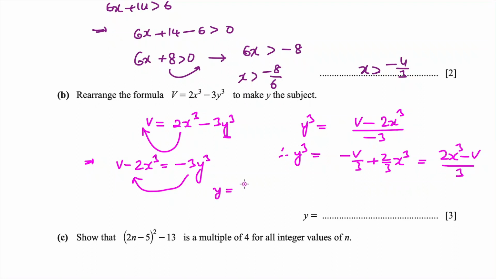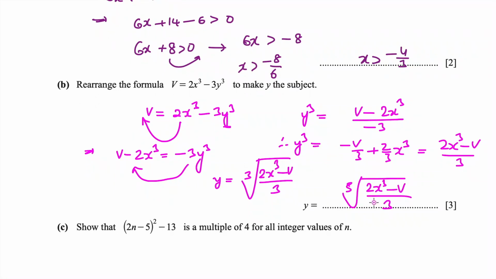So y would be equal to cube root of 2x cube minus v divided by 3, and that is the final answer. Since it is an odd root, we need not take plus or minus. If it was like y power 4, then we should take a plus or minus. Otherwise, for odd roots 3, 5, 7, we need not take anything. So the correct answer is cube root of 2x cube minus v divided by 3. Yes, this completes the question.